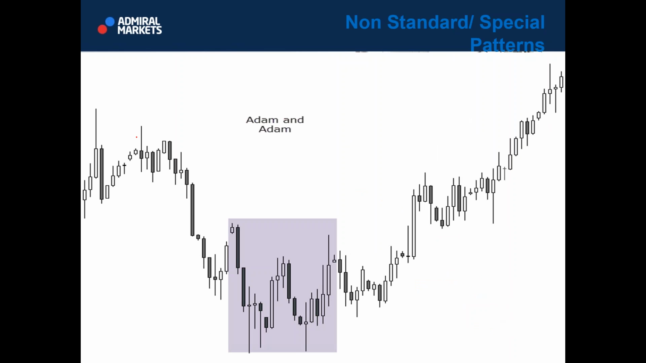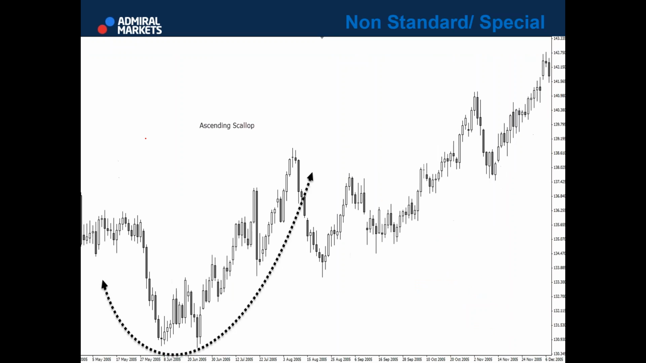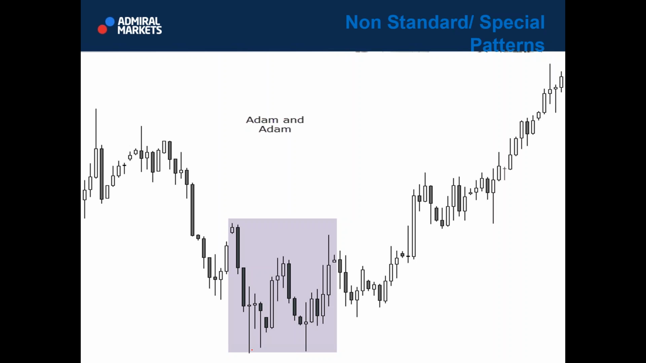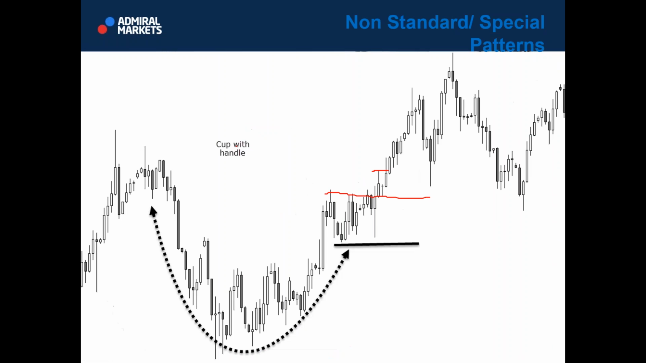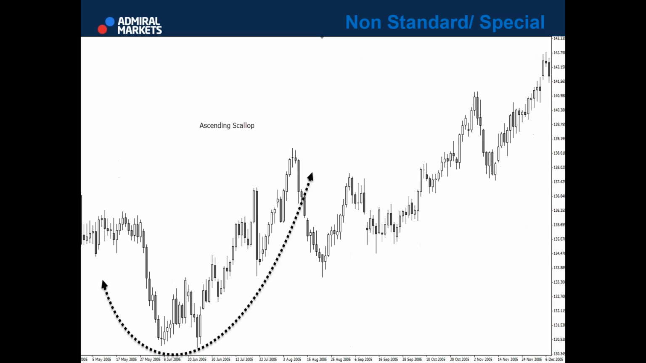Adam and Adam, which I also removed from the chart because this is very similar to W. The only difference is these two candles are almost similar. They have similar bottoms, and basically this is a rejection from the bottom. It's called Adam and Adam, but actually this is W. This is ascending scallop. The difference is that the ascending scallop does not show a handle, which is indeed for a right-handed person, Carol is saying. So you see, this is a candle, and this is without a handle. So this is ascending scallop.